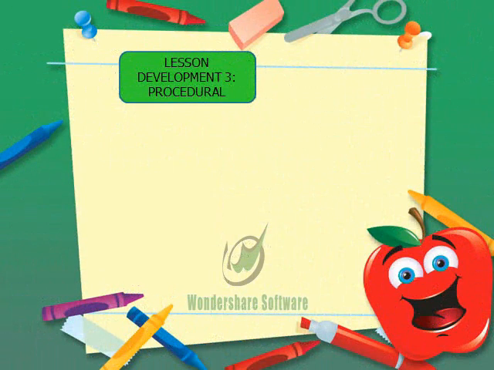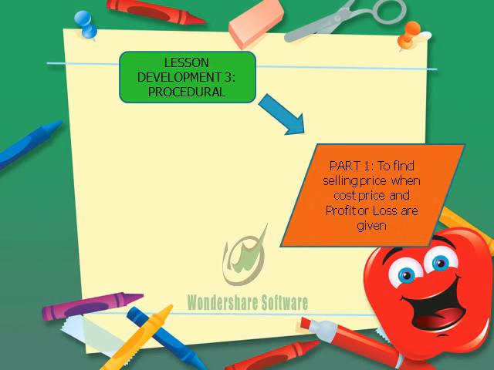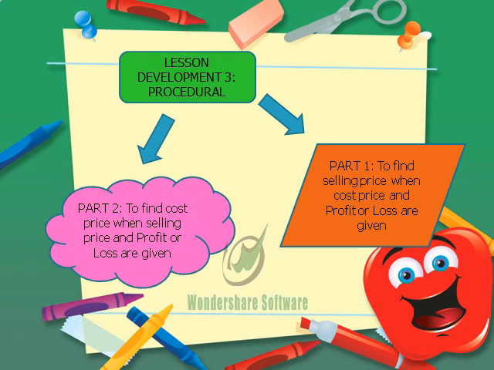For page 3 or lesson development 3, it is still on the procedural knowledge. So on this page 3, it is divided into two parts. The first part is to find selling price when cost price and profit or loss are given, whereas part 2 is to find cost price when selling price and profit or loss are given.